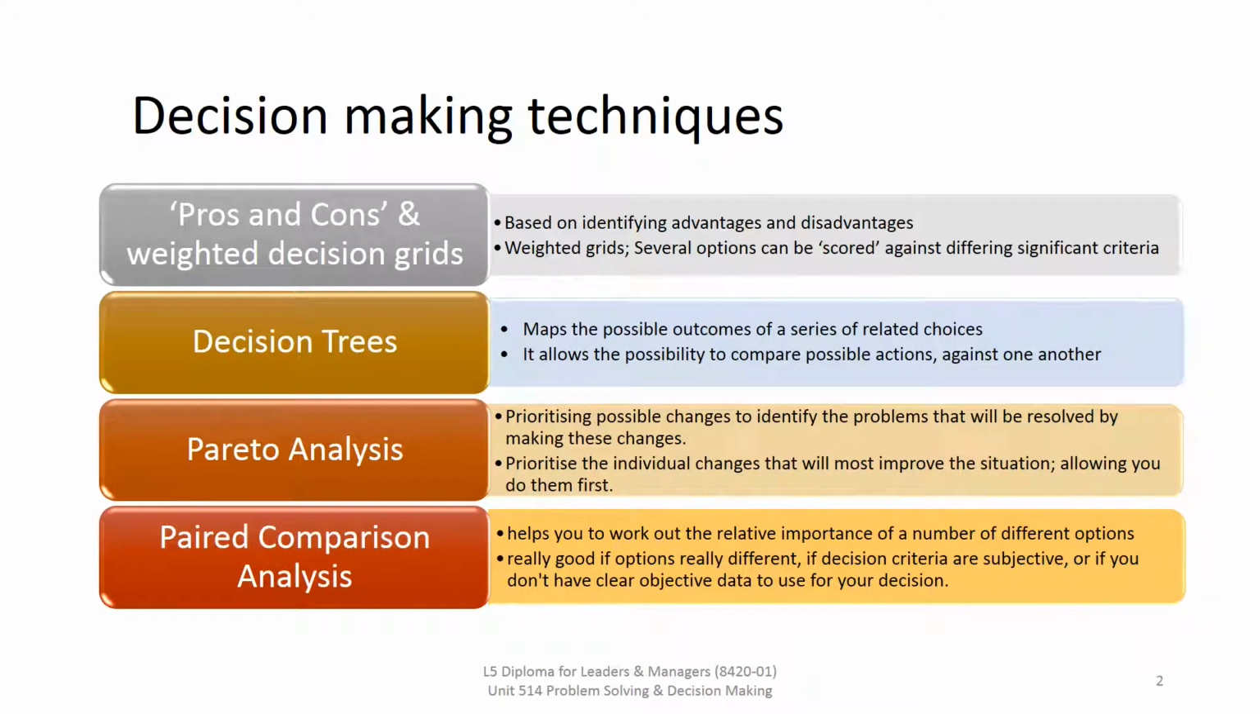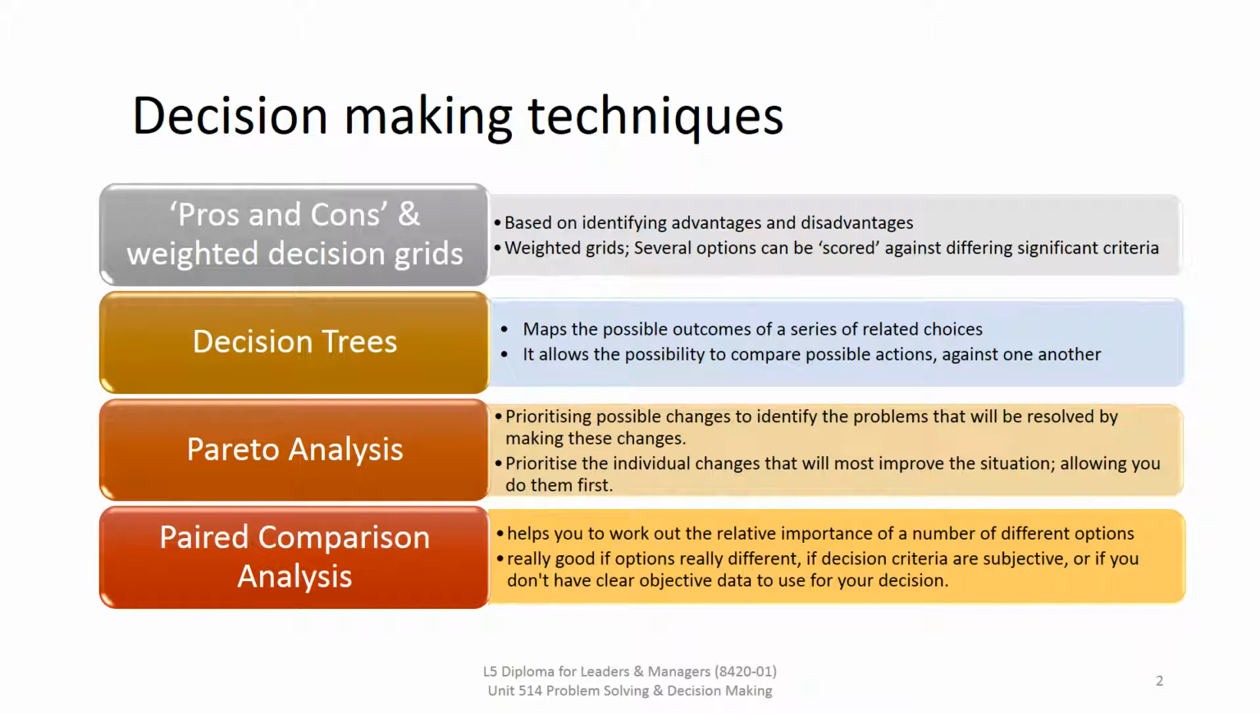So we're going to consider four. Well, there's sort of five in there, but two really go together. And the first is pros and cons, or weighted decision grids. We're going to briefly go through these, and then we'll look at each of them with an example. So the first one is pros and cons, just based on outlining advantages and disadvantages, and we'll talk more about that, but very simplistic.